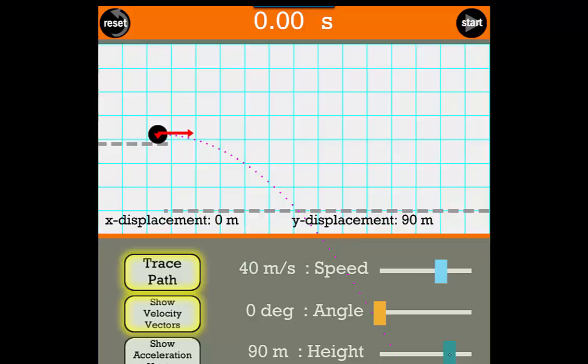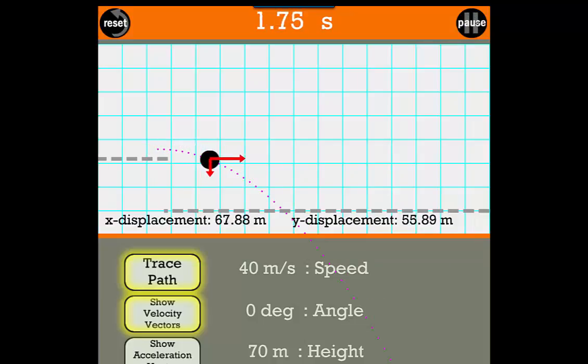Let's try this again. Let's change the height to being 70 and see what happens to everything. Again, the same sort of path occurs. The speed in the y direction increases, but notice that the range decreases drastically. So does the time it takes to get there.